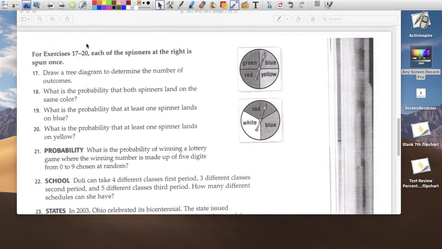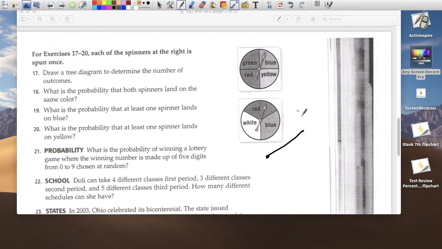Each of the spinners at the right is spun once. So we're spinning this and this. Draw a tree diagram to determine the number of outcomes. How many outcomes? Well, we can use the fundamental counting principle. There are 4 choices here and 3 choices, so we have a total of 12. But if they're asking us to draw a tree diagram, let's just draw it.